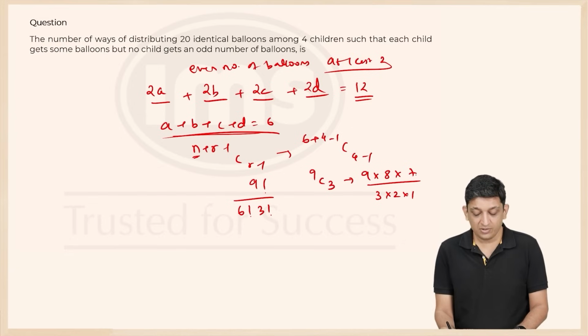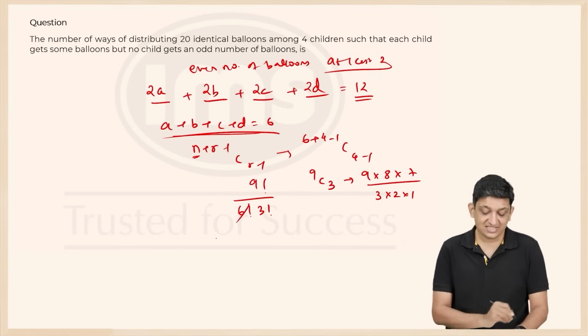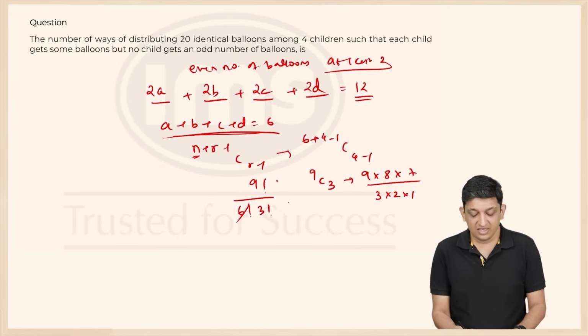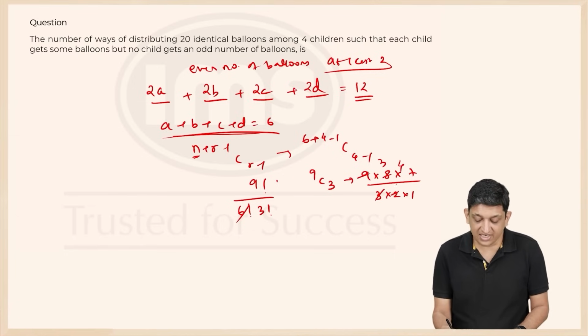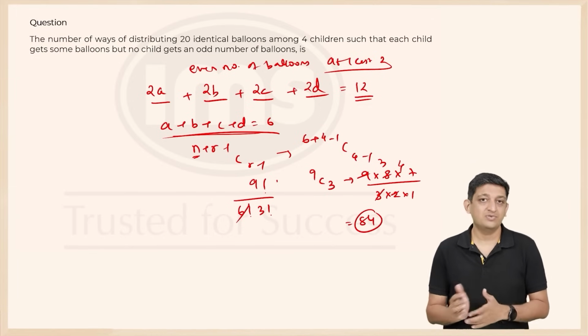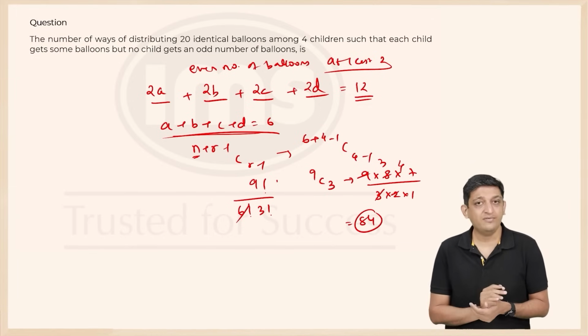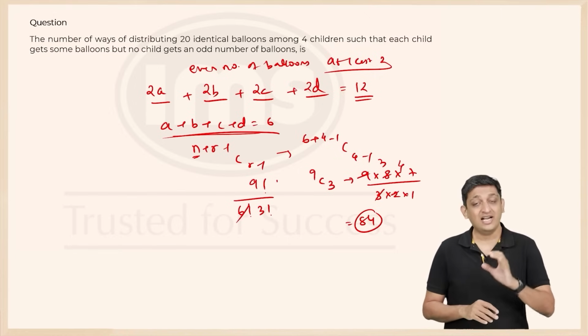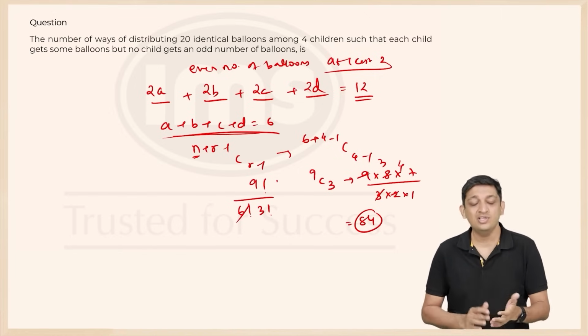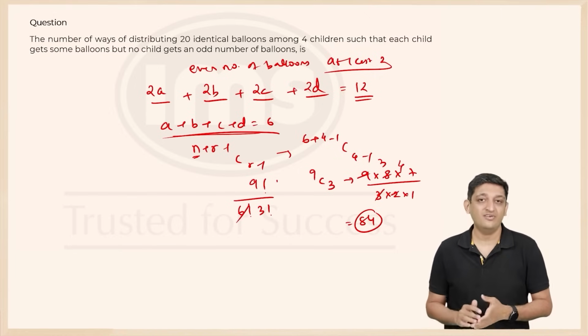So 9 into 8 into 7 into 6 factorial gets cancelled out, and so I am left with 9 into 8 into 7 by 3 into 2 into 1. So 3 3s are 9, 2 4s are 8, 3 4s are 12, 7 12s are 84, which is the answer to this particular question. So there are 84 ways of distributing 20 identical balloons among 4 children such that each child gets at least 1 balloon and no child gets an odd number of balloons.